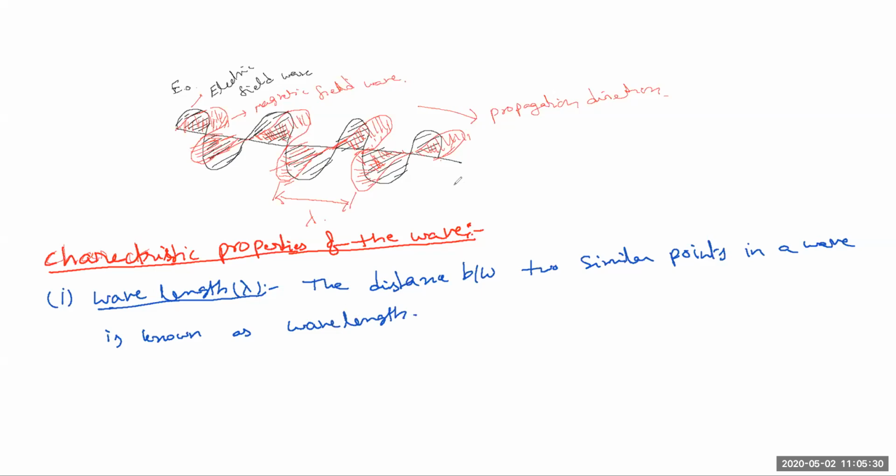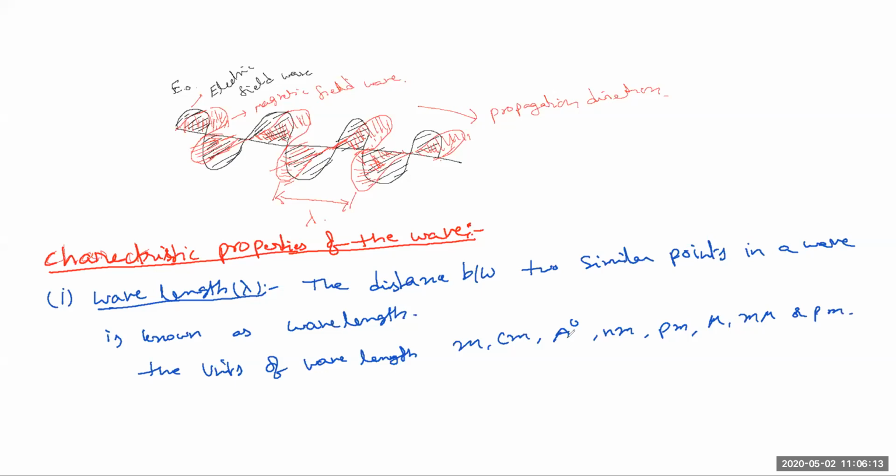Now, what are the units of wavelength? The wavelengths are measured in meter, centimeter, angstrom units, nanometer (nm), picometer (pm), micron, millimicron. Angstrom, okay, sir.